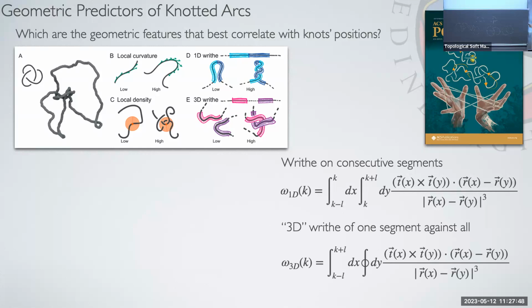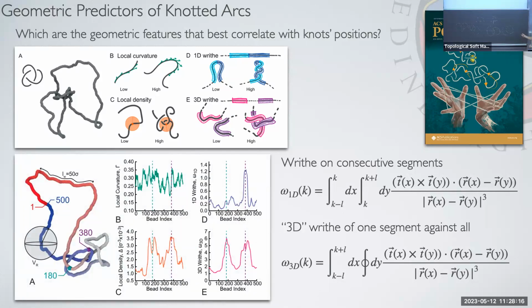For the 3D writhe, you do the same thing, but now you integrate from k minus L to k plus L, and you integrate over the whole contour in Y. So if I have segments like that and I'm at segment k, I look at all the other contour and integrate all the entanglements that I have with any other segment along the contour. This gives me a 1D curve, and these are the types of curves that I get in this particular conformation, for instance.